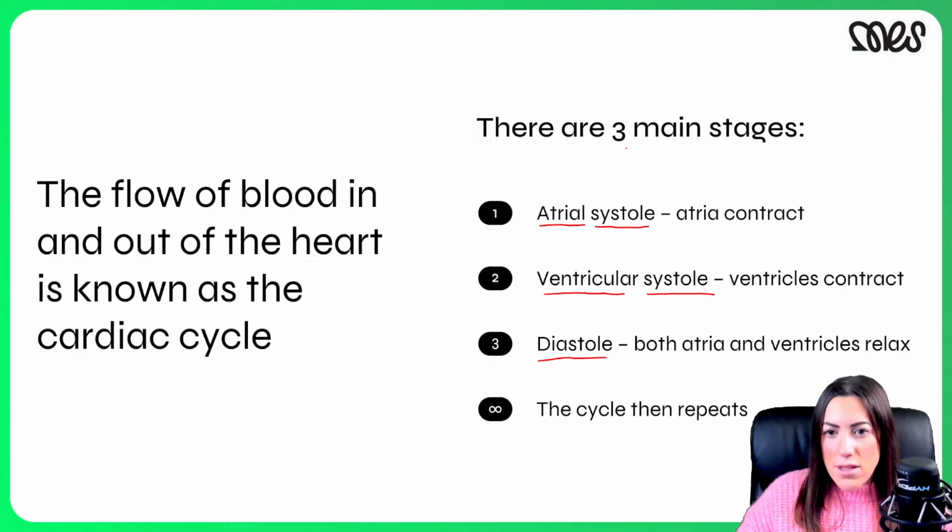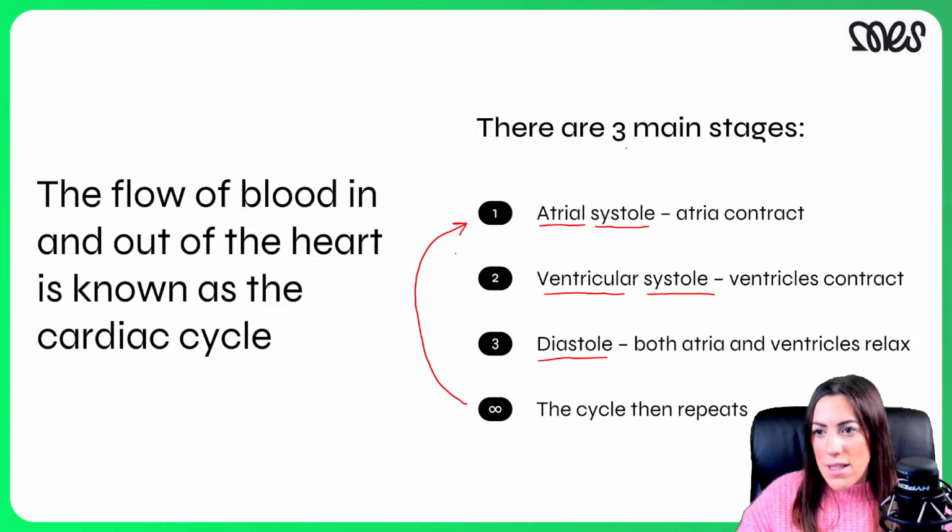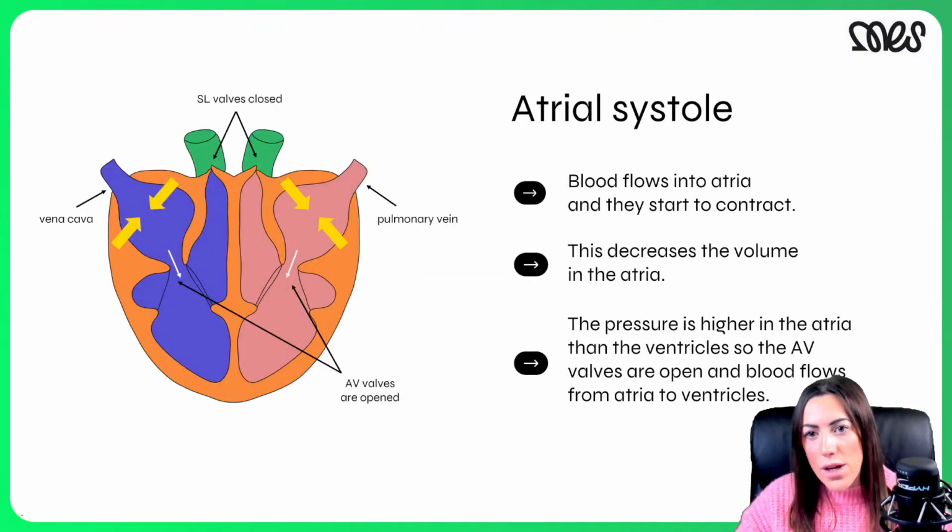Then we have diastole, which is basically relaxation. So atria contract first, then ventricles contract, then diastole. The heart relaxes. Both atria and ventricles relax. Then it repeats. So we're back to atria contract, ventricles contract, then the heart relaxes, diastole. This is known as the cardiac cycle, okay? And we're going to go through exactly how that works, one stage at a time.